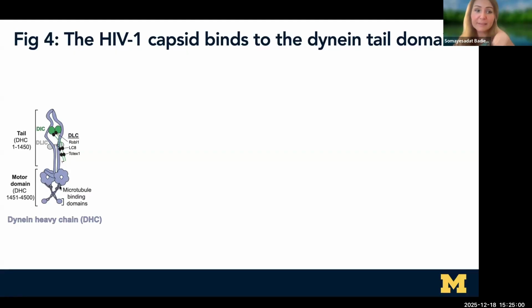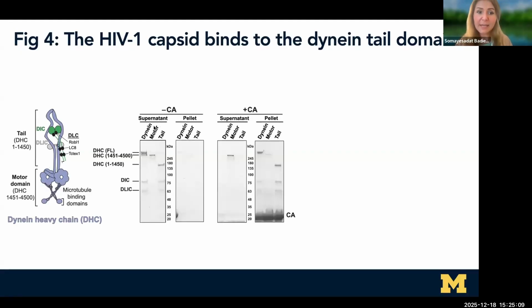And I did the co-pelleting assay in the presence of the tail and the motor domain with the HIV capsid that I assembled in vitro. As you can see, when I don't have any capsid, almost all these components, the full dynein complex, the motor domain, or the tail domain, stay in the supernatant, and I don't have anything in the pellet. But when I add the capsid, the only thing left in the supernatant is the motor domain, while the capsid and the tail domain you can find in the pellet, meaning they can co-pellet with the capsid, while the motor domain stays in the supernatant. So we know that it is the tail domain.